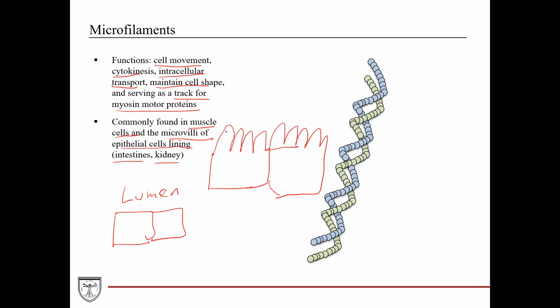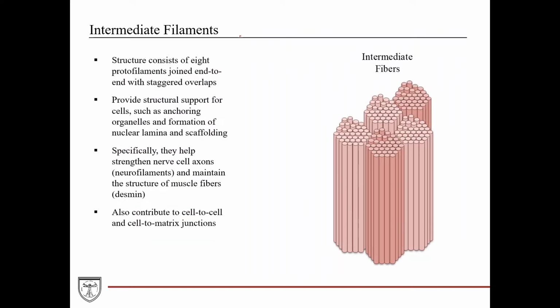Now, within each of these folds, you have these microfilaments that help maintain the structure of these epithelial folds and hold them in place so that you can get really solid absorption across. So next we'll talk about intermediate filaments.